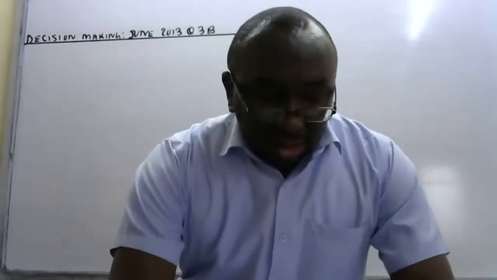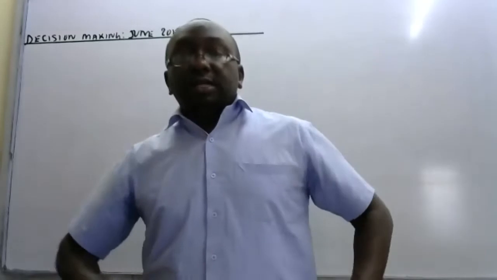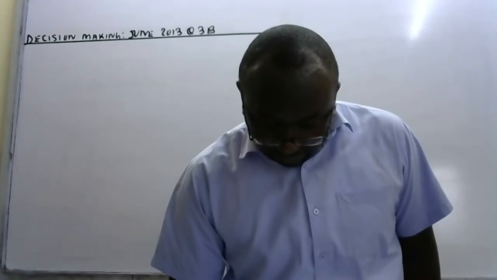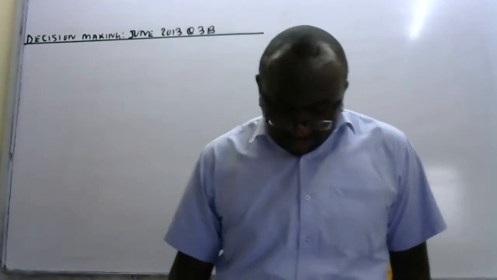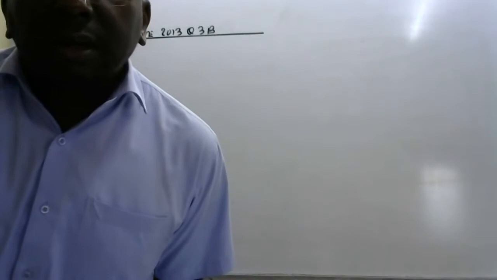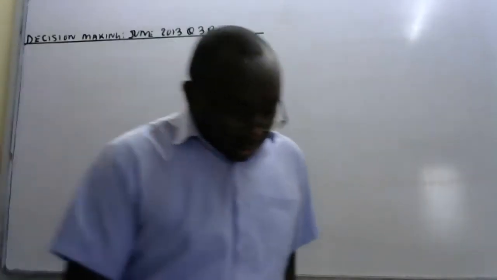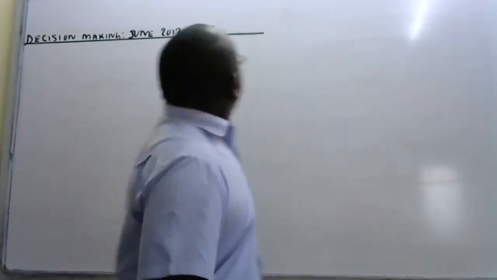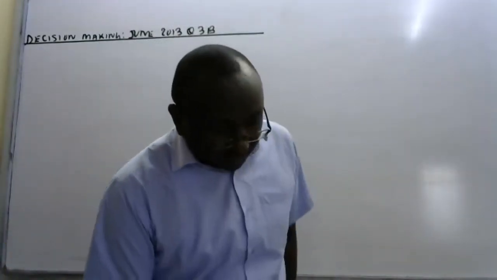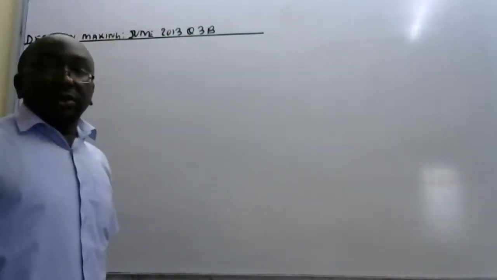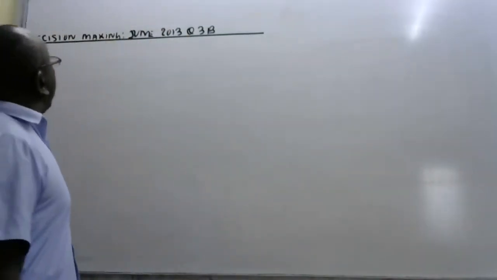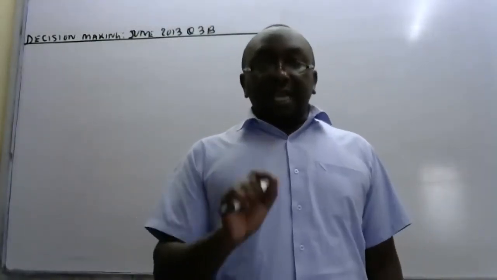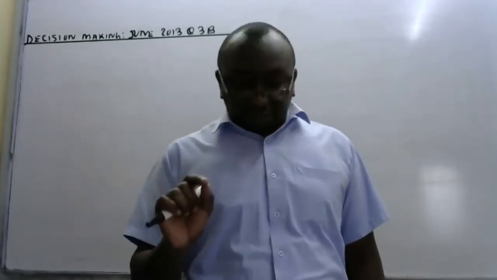So, anytime you read a question on decision making, part A is on game theory, 3B. So when you come across that question, the very first thing is to know the objective. Objective is the purpose that you want to achieve.